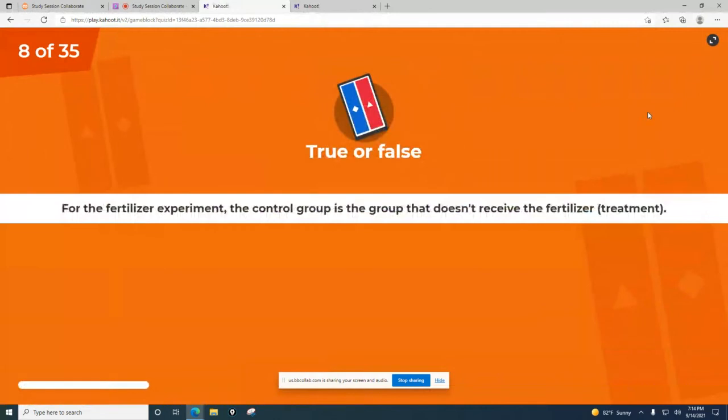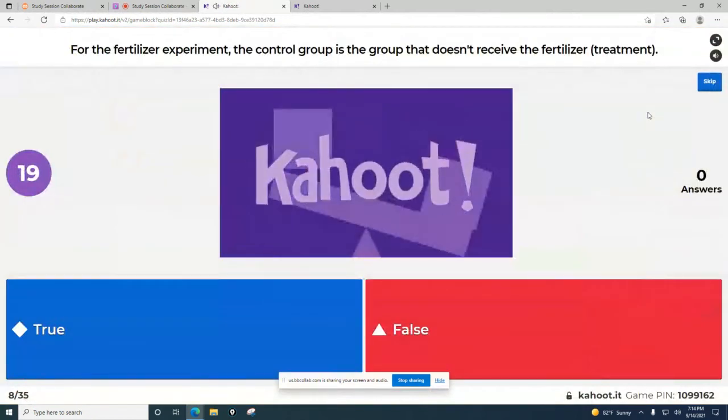Okay, true or false? For the fertilizer experiment, the control group is the group that doesn't receive the fertilizer or the treatment.